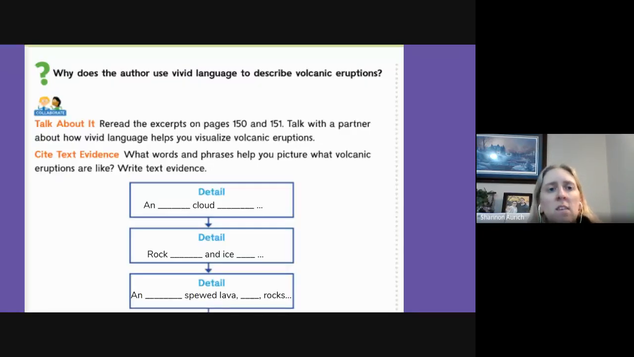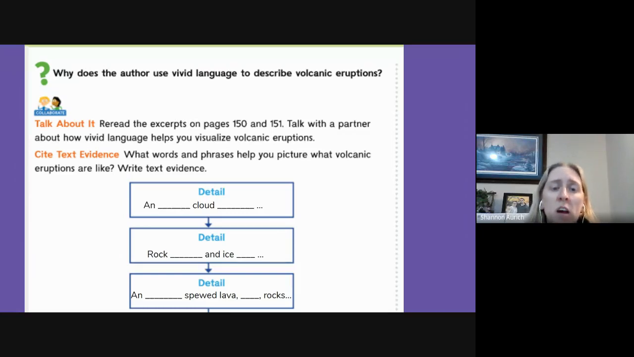All right, last worksheet. Let's read the question up at the top. Why does the author use vivid language to describe volcanic eruptions? Vivid language is very specific. It helps you get a good mental picture. It's not vague, like, oh, I wonder what it looks like. It's like, no, I know what it looks like. It's vivid language, very specific.